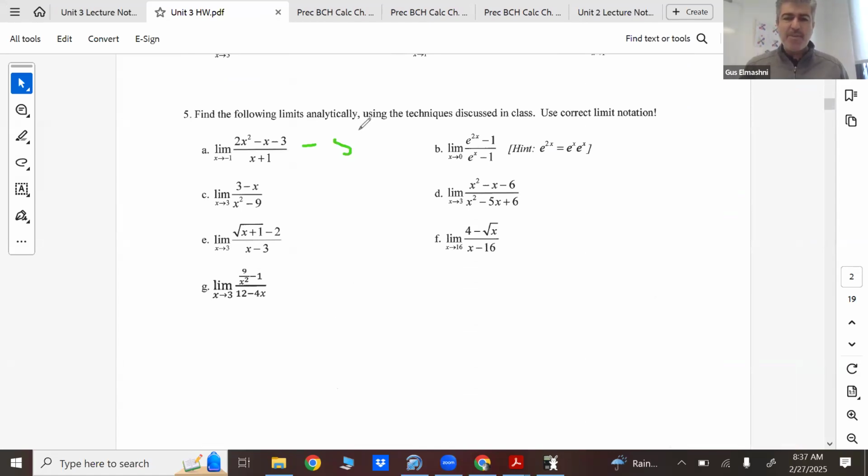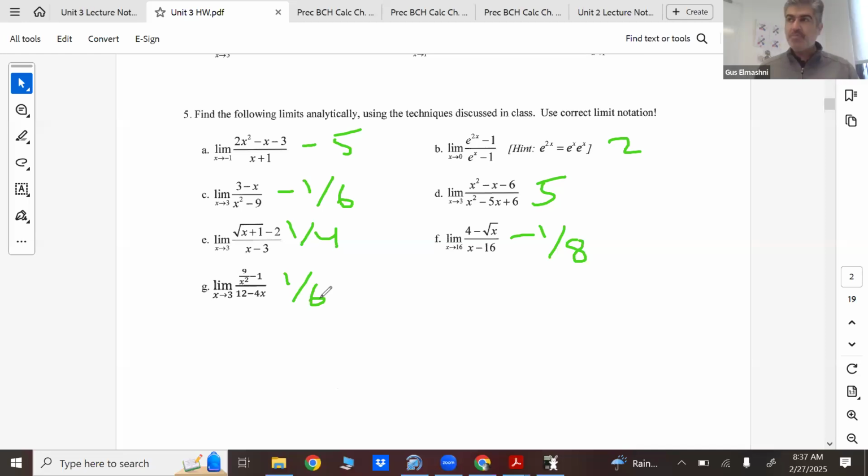I got -5 for this one. Okay. I got 2 for this one. I got -1/9 for this one. Yes, no. You're correct, -1/6. Okay, I can say 3 times 3. Good, that's why we're checking. 5. Yeah. 1/4. Yeah. -1/8. And 1/6. Yeah. Okay. Any of these would you like me to work out?